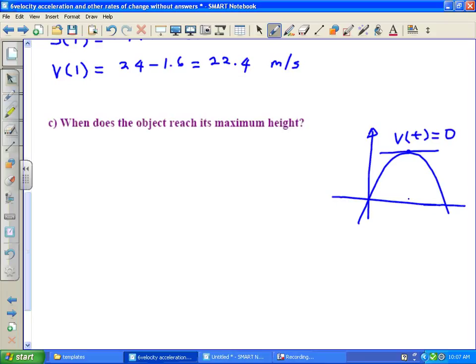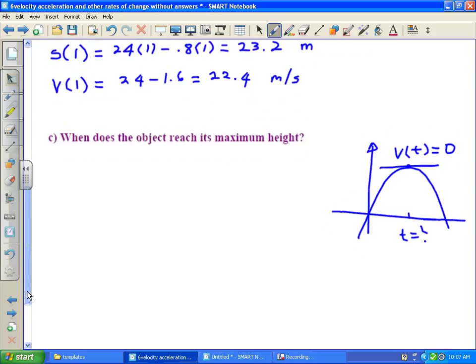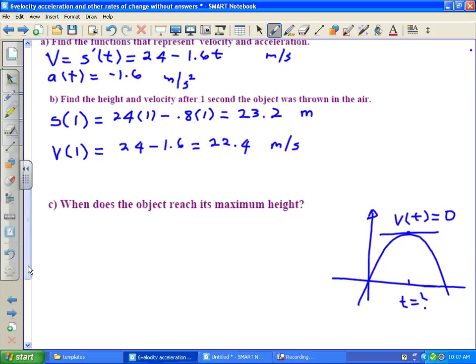So if you want to find out at what time that happens, we just need to set up a very simple equation. The equation is: set the velocity equation equal to 0, or set the derivative equal to 0, same thing. So we're going to set s prime of t, or velocity, same thing, equal to 0. And we know that was 24 minus 1.6 t. So let's solve for t, and divide both sides by 1.6.